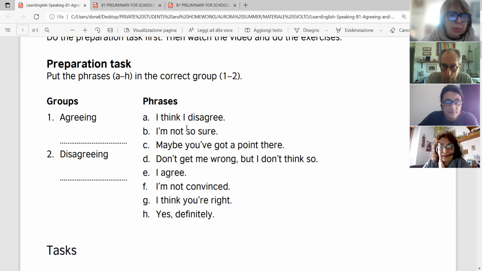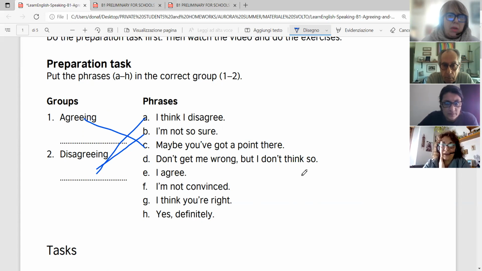I think I disagree. Disagreeing. Of course, this is clear. Is disagreeing. Okay. Annalisa, when you say that, what do you mean? You agree or you disagree? I'm not so sure. Disagreeing. Is to express disagreement. Yes. Carlo. Maybe you have got a point there. Agree. You agree? Anna? Don't get me wrong, but I don't think so. Disagree. Okay.